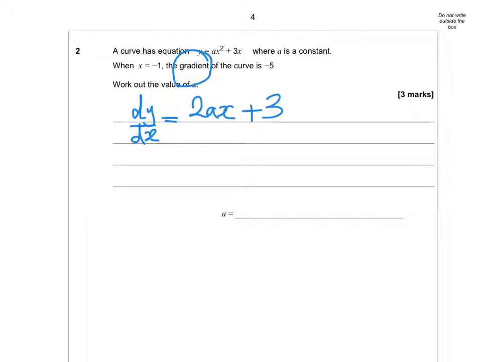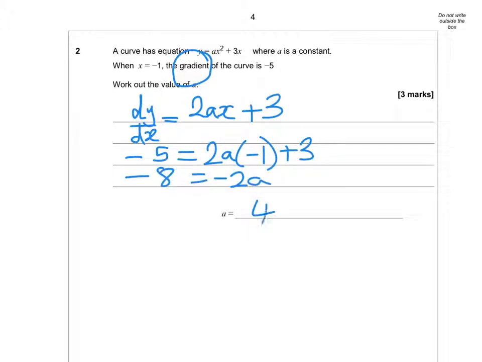That's my first mark. And when x is -1, my gradient dy by dx is -5. So -5 = 2a(-1) + 3. So -8 = -2a, a = 4. So the key thing here is gradient means to differentiate.